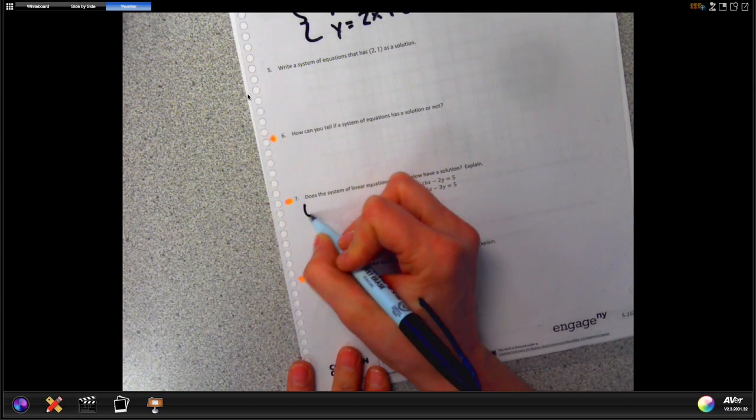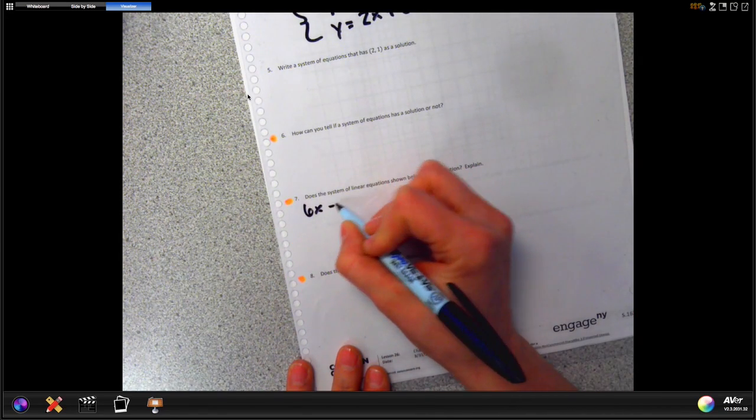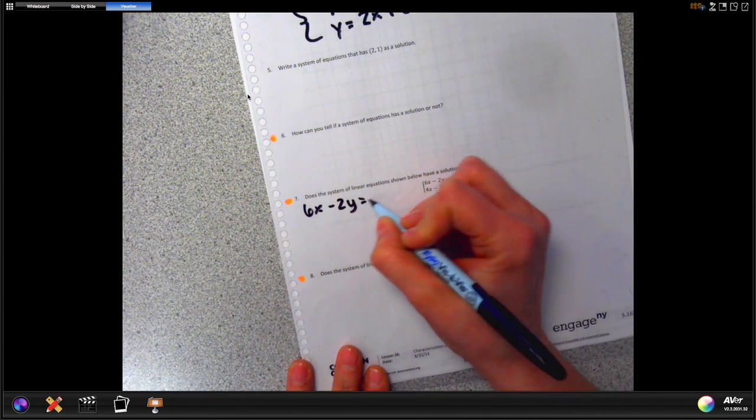Okay, last but not least on this video today is going to be number 7, and this goes directly with the homework today. So what we want to do is decide if this system has a solution or not without graphing it, okay? So we're going to decide if these have the same slope and different y-intercepts just by using algebra. So let's start with the first equation. 6x minus 2y equals 5.